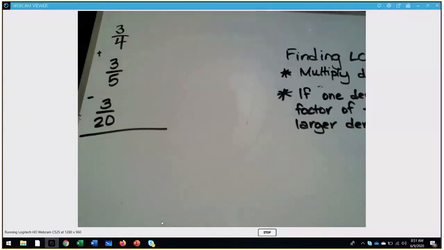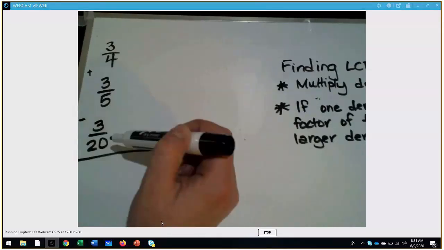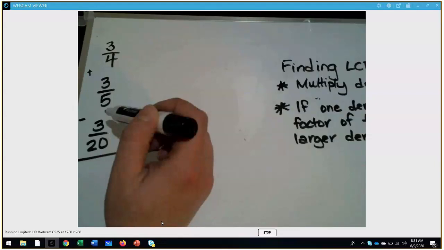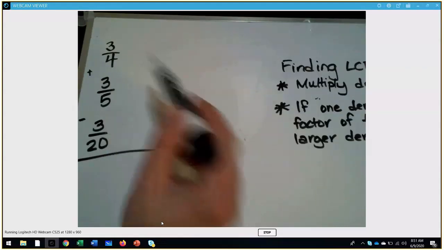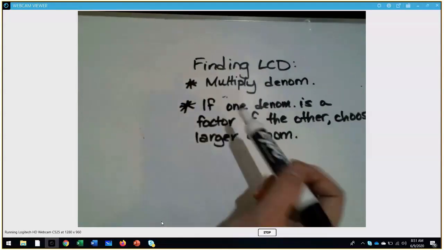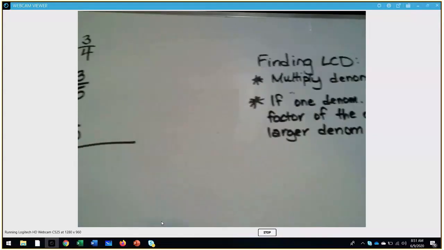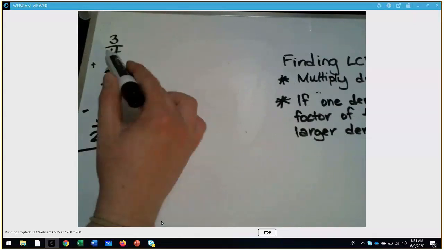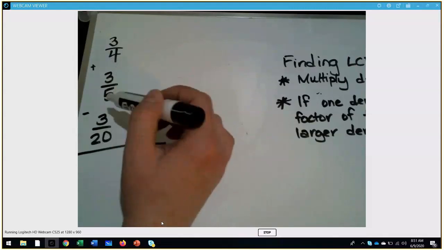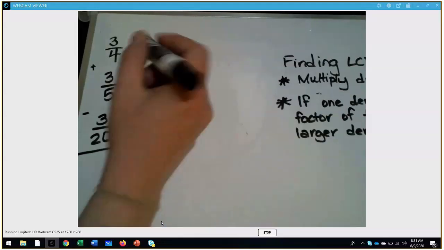All right, so here is where we're going to start. You don't have any mixed numbers, so we're going to start with trying to find a common denominator for 4, 5, and 20. So pulling in the second note that I mentioned before will help us get this quickly. If one denominator is a factor of the other, choose the larger. And what I notice when I look at this is 4 is a factor of 20, and so is 5. Because 20 divided by 5 is 4, and 20 divided by 4 is 5. So they kind of all go together.